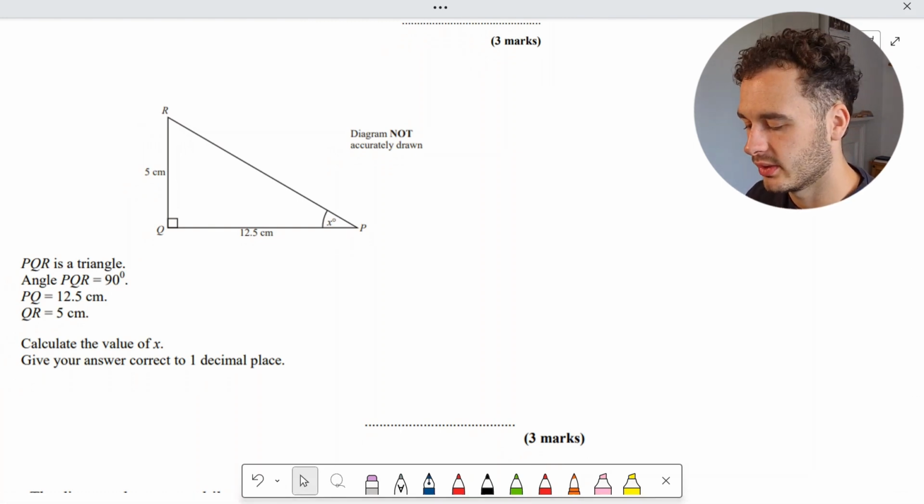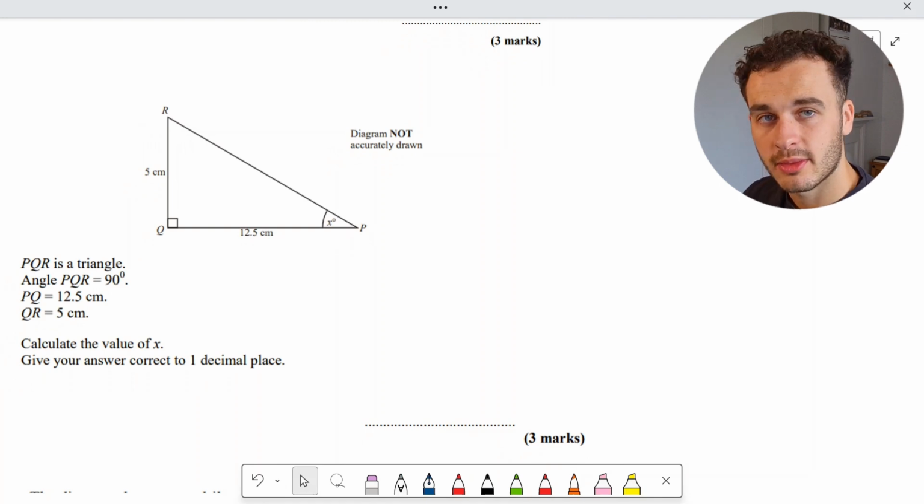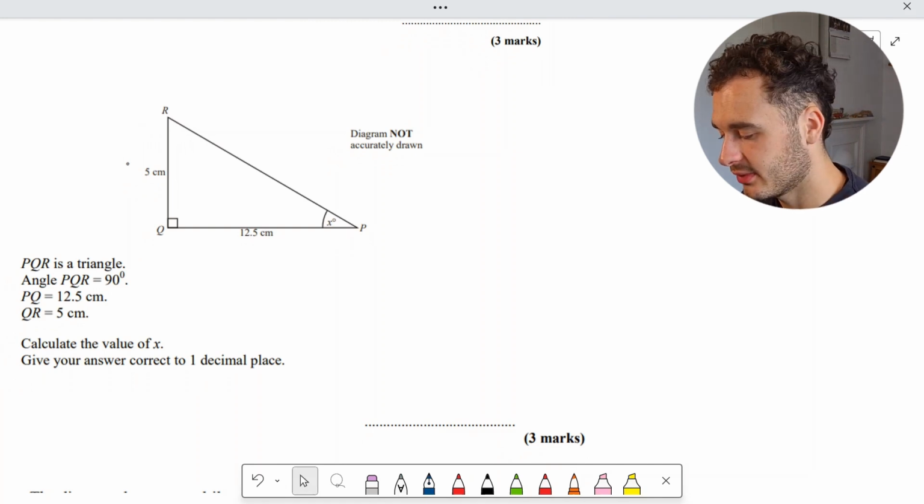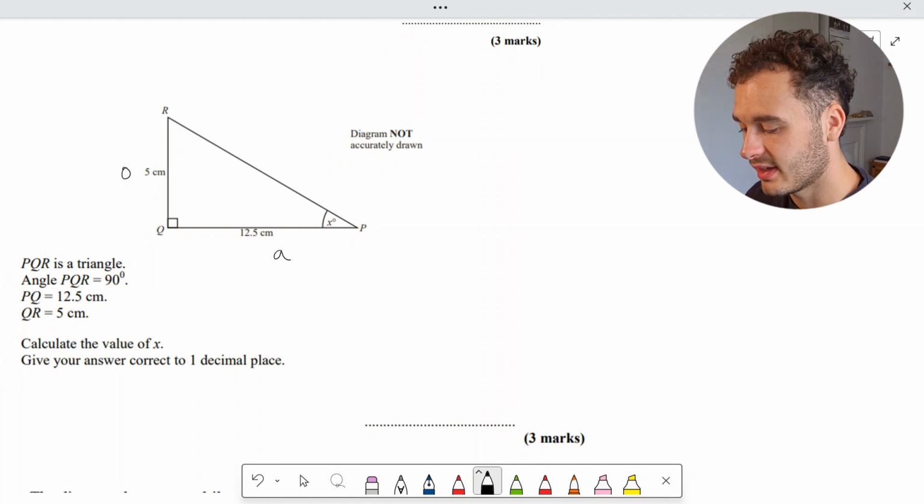Okay, right, so trigonometry gets a little bit more difficult when we have to find the angle in a right angled triangle. So firstly, we label the sides just like usual. We have the opposite and we have the adjacent in this case.